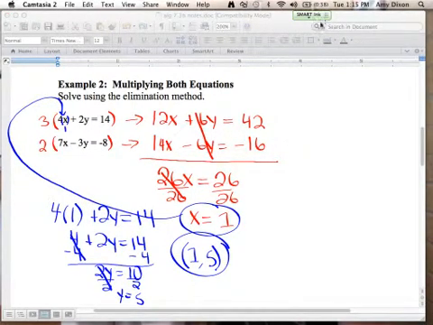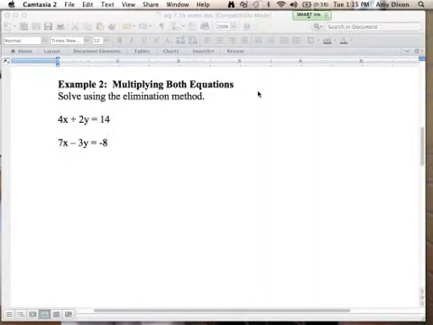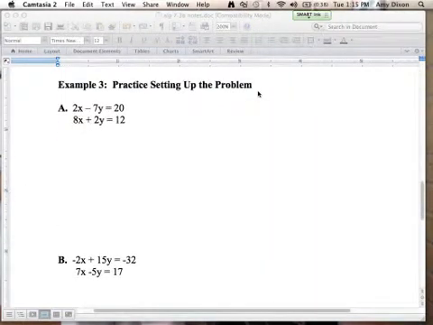All right, so let's look at what you guys came up with on these practice setting up the problems. Letter A, what is one way some of you guys set it up? Caleb, what did you do? You multiply the top one by 2 and multiply the bottom one by 7. That is correct. If you look at your y terms, 2 times negative 7 is negative 14, and 7 times 2 is positive 14. That's one way. Did anybody do it differently?